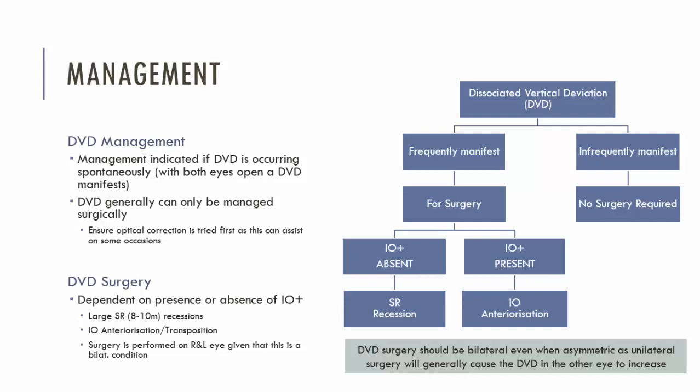Now, one other thing to consider is that DVD is a bilateral condition. So even when you see significant asymmetry, or even in some instances where you see unilateral DVD, so you can't actually observe bilateral DVD in clinic, it is suggested that bilateral surgery is considered. Studies have shown that when you only operate on one eye, the DVD in the other eye will increase or will be elicited if you didn't see it preoperatively. So always consider bilateral surgery when managing a patient with DVD.